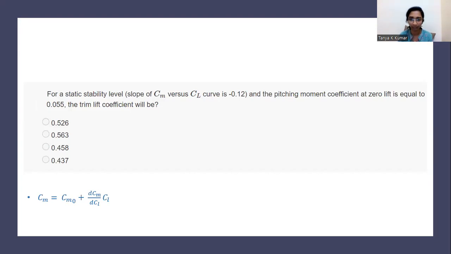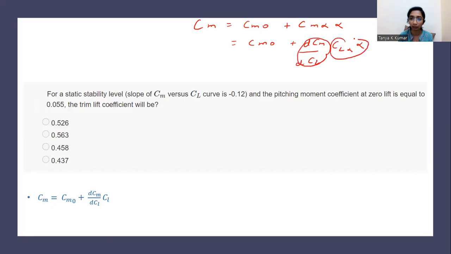In the first week of this course, you would have seen the equation for pitching moment coefficient, which is Cm equals Cm naught plus Cm alpha into alpha. Now the Cm alpha we can manipulate to get terms that involve Cl, because those are the values given to us in this question. So that would be Cm naught plus the slope dCm by dCl into Cl alpha, and this alpha remains. Now this value is given to us, and Cl alpha into alpha is nothing but Cl. So that is the equation that I've written below in blue, Cm naught plus dCm by dCl into Cl.